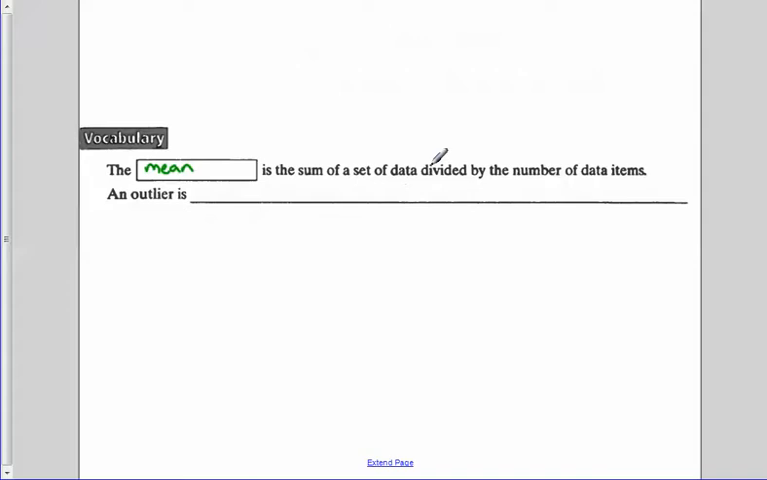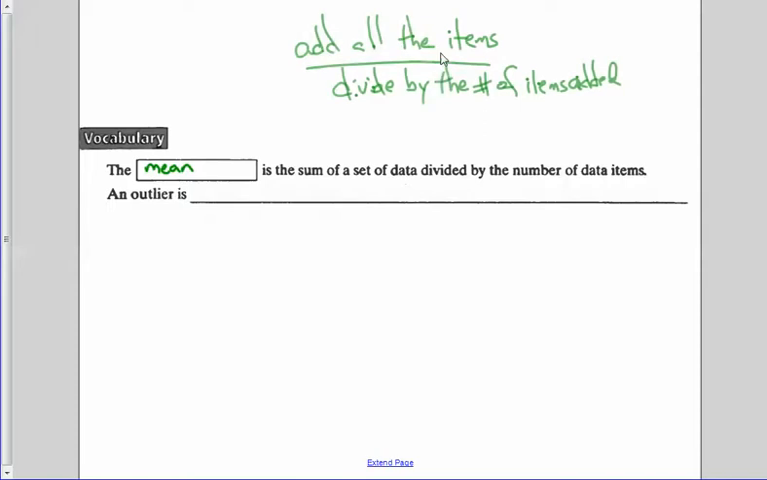And so the mean is the sum of a data set divided by the number of items in that data set. Another way to say that would be to say, you're going to add all the items, but then divide by the number of items that you added, because remember it's the sum of it. So you're going to add them, divided by the total number.